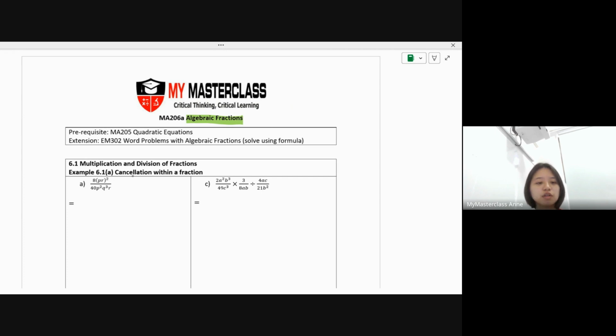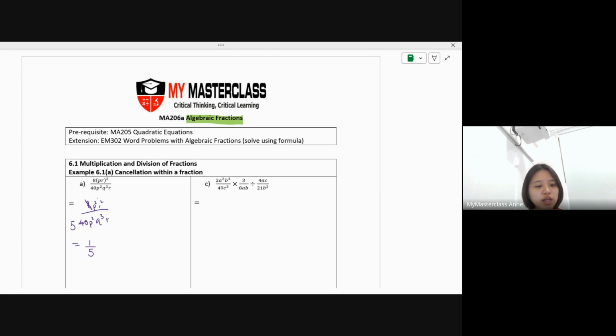Example for the first question: 8(pr)² I can write as 8p²r², divided by 40p²qr. Based on this, we can cancel the numbers. 8 over 40, divided by 5 and 5, I get 1 over 5.